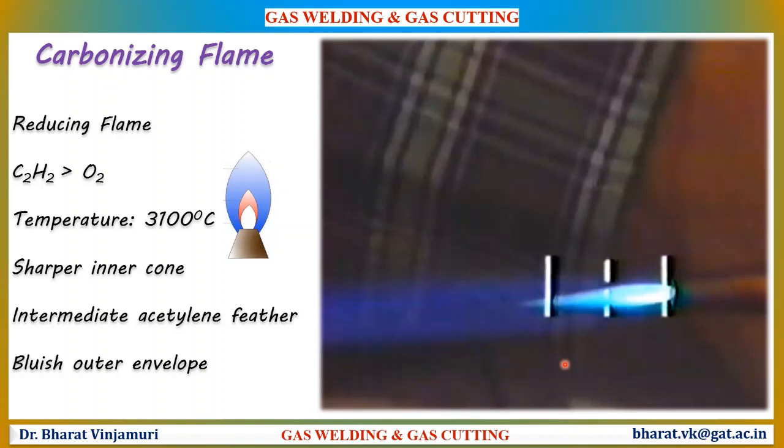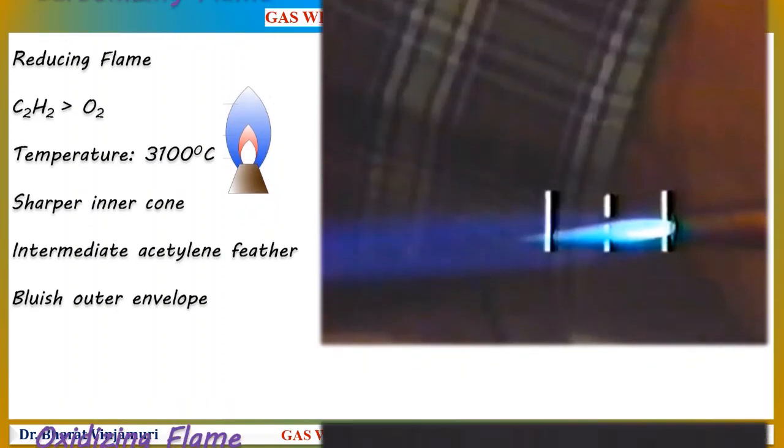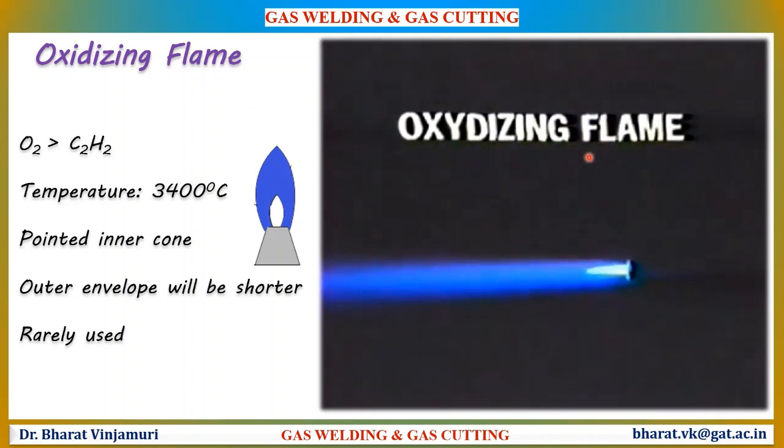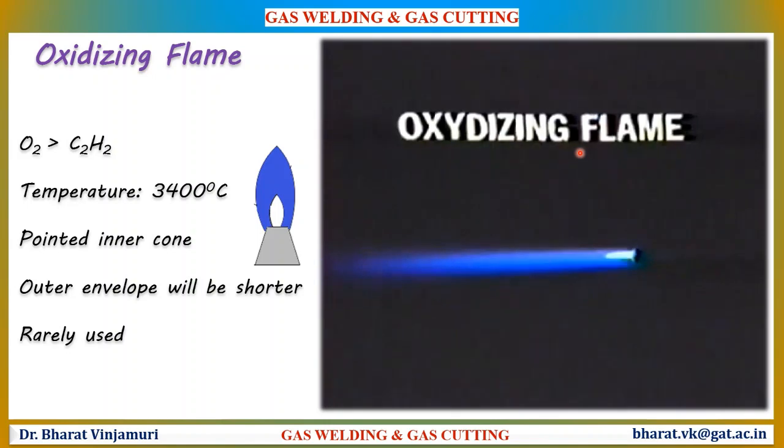Thus, a carbonizing flame will have 3 inner cones: a sharper inner cone, intermediate acetylene feather, and a bluish outer envelope. The third flame used in Oxy-Acetylene welding is the oxidizing flame. This flame is produced with more amount of oxygen than acetylene.